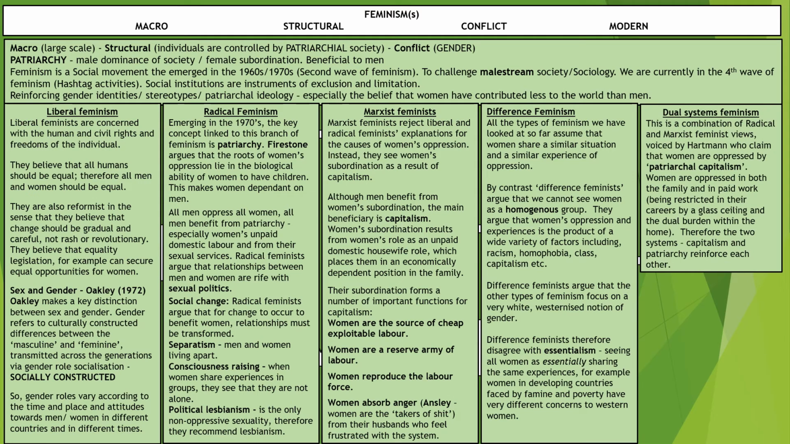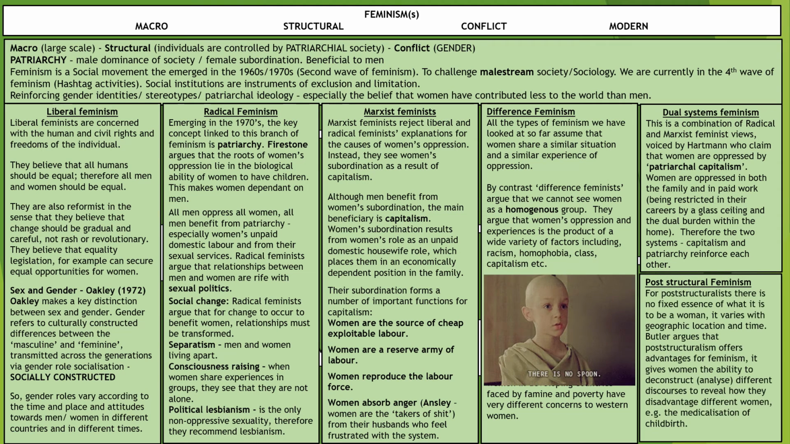And last but not least, we've got dual systems feminism, which is basically radical plus Marxist feminist. So it's saying that women are oppressed by patriarchal capitalism, the double burden of capitalism and patriarchy oppressing women in both ways. And then we have post-structural feminism, last but not least, which is kind of the idea of looking at discourses of conversation, and the idea that feminism and gender and the role of women is a sort of discourse, it's a social construct, and the way we discuss women creates the image of it.